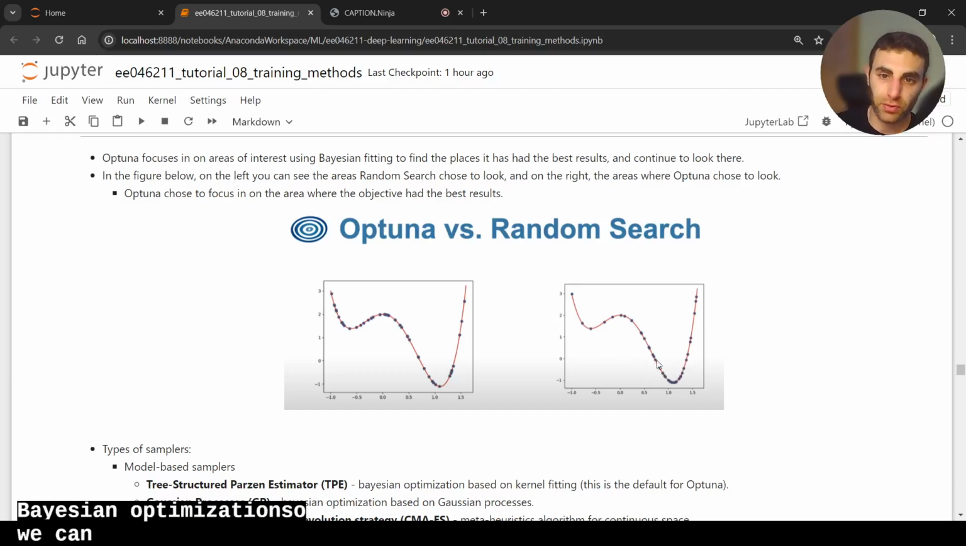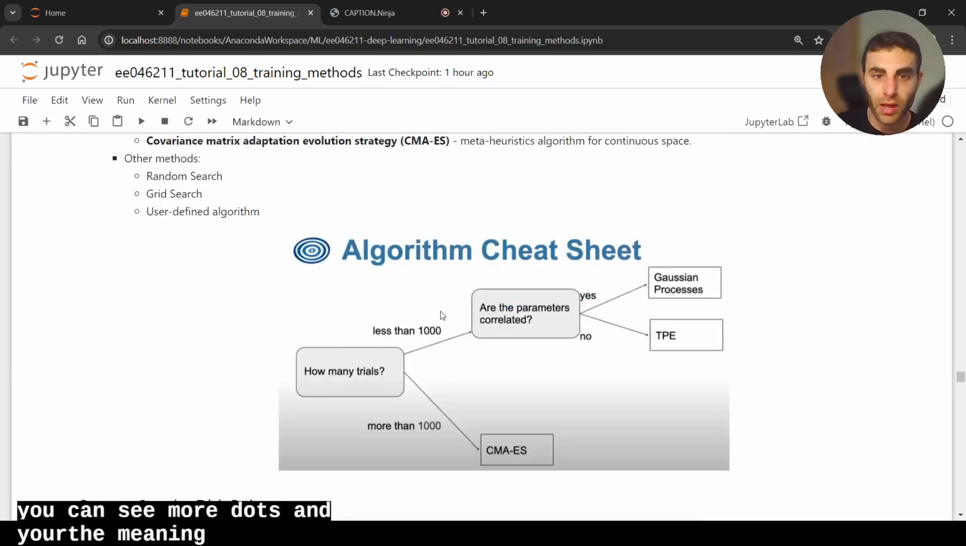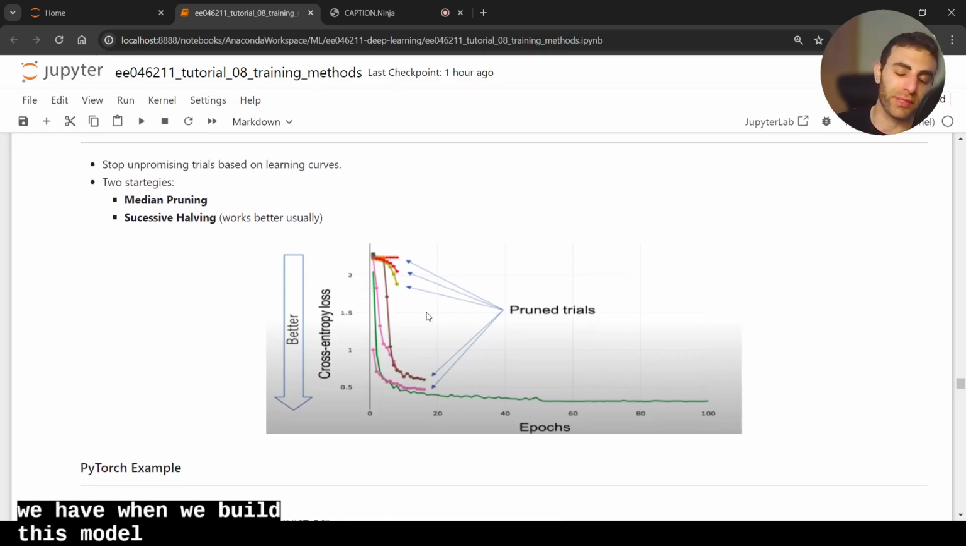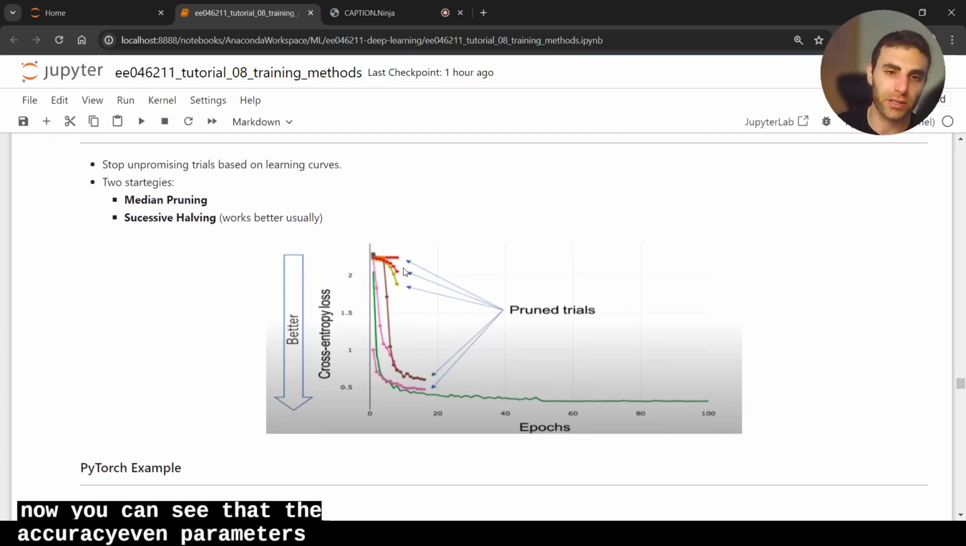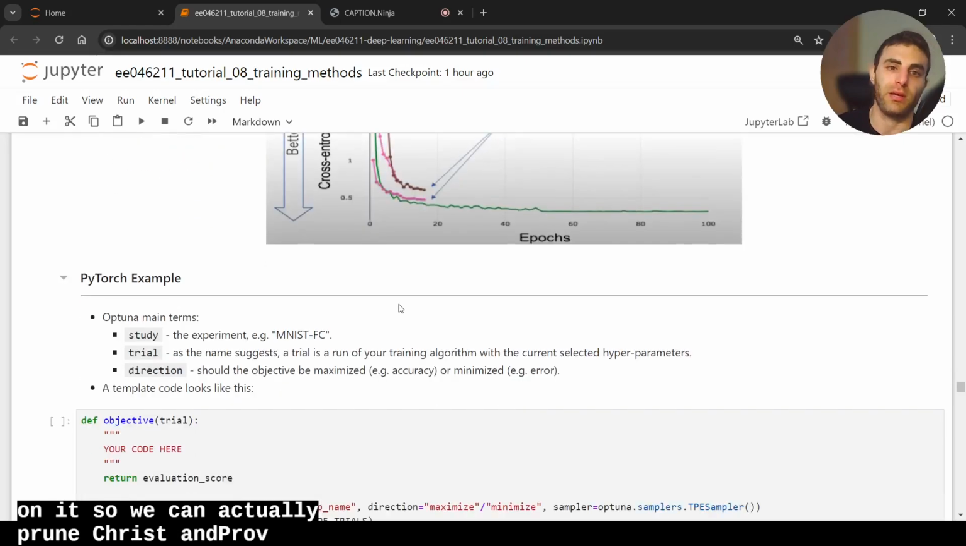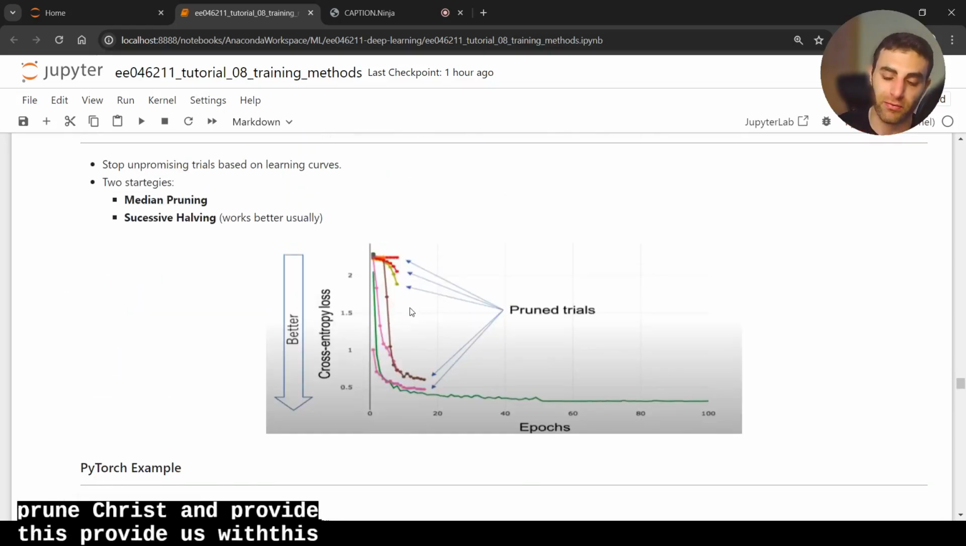You can see that each dot here is an experiment. When we use Bayesian optimization, we look at more promising search spaces, right? So you can see more dots near the minimum. Now, when we build this model that predicts the accuracy given the hyperparameters, we can actually start training, and if it's not promising, we can just discard the trial. So just stop the trial and not waste any more time on it. So we can actually prune trials, and Optuna provides us with this feature.